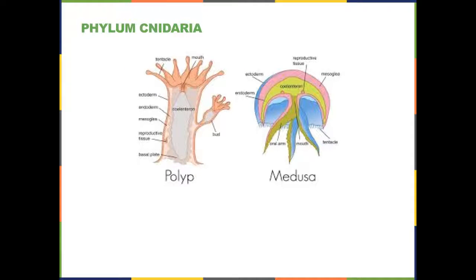Now, moving up the complexity ladder from sponges, we come to the phylum Cnidaria. You may recognize Cnidaria. You may have actually run into Cnidaria before. Cnidaria are the jellyfish, and this on this side is the medusa form of a species of Cnidaria, and this floating in the water is something we would see as a jellyfish.